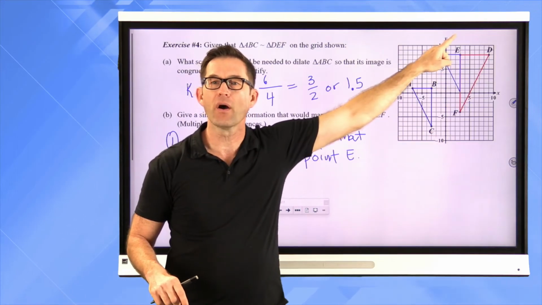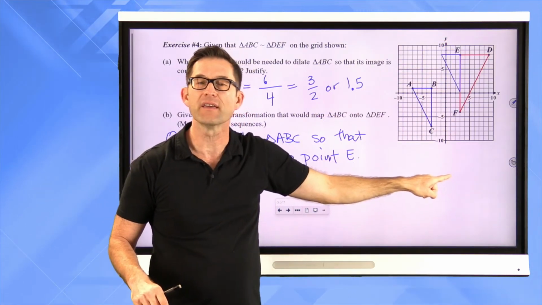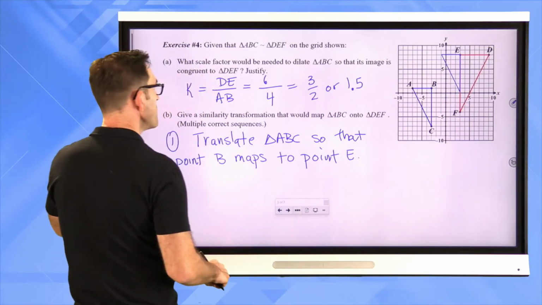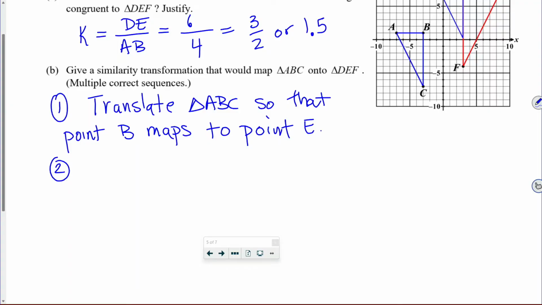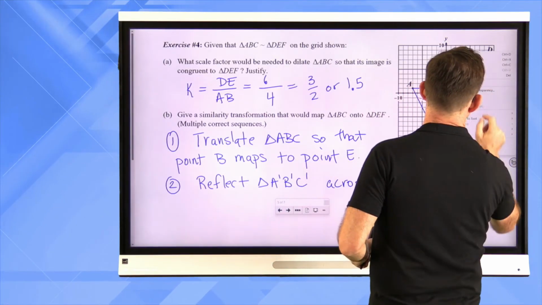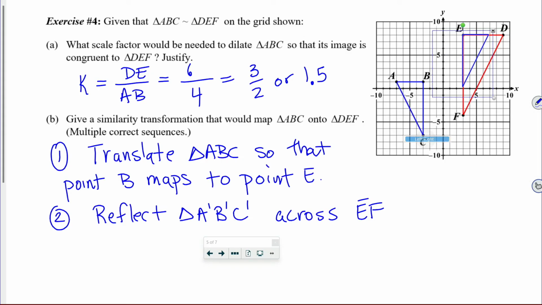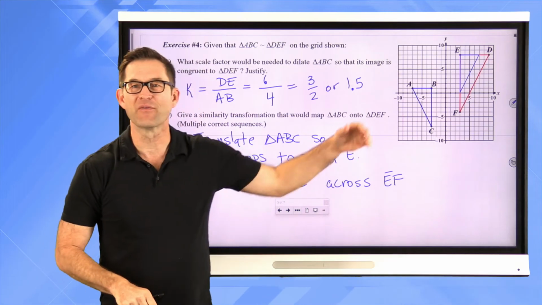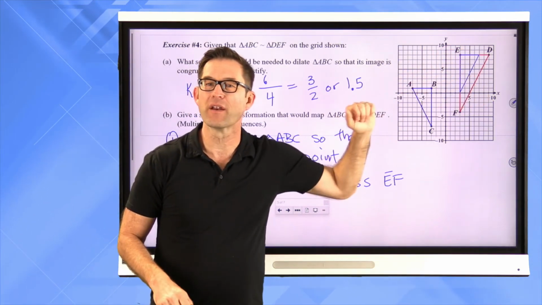What do I want to flip it across? I want to reflect it across EF, right? So that's going to be my second thing. I'm going to reflect triangle A prime, B prime, C prime across EF. All right, let me do that real quick. Let me flip it left, right, and maybe adjust a little bit, and there it is, right? And now, yet again, we've got that triangle embedded within another triangle.